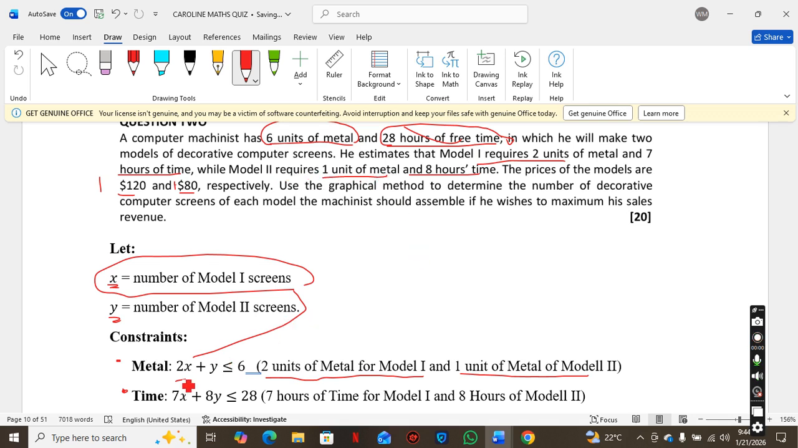So your metal constraint, remember, you've only got 6 units of metal. That's why I put this sign, less than or equal to 6. You can't go above 6. You've only got 6 units of metal. Model 1 needs 2 units. Model 2 needs 1 unit. Any question before I go further?